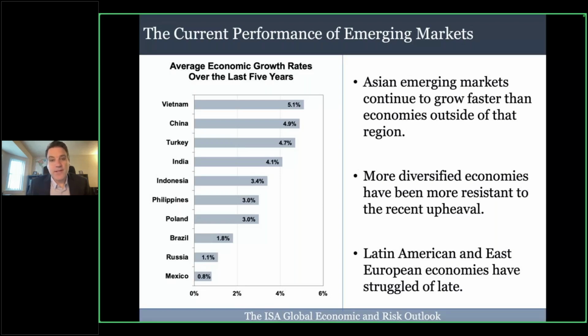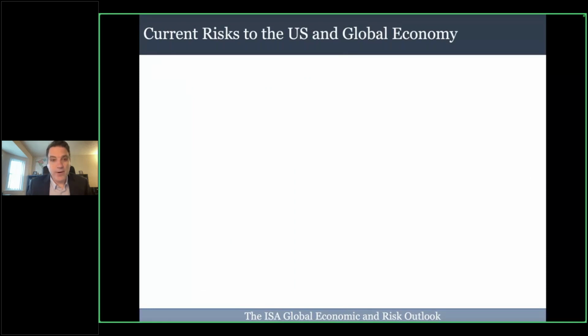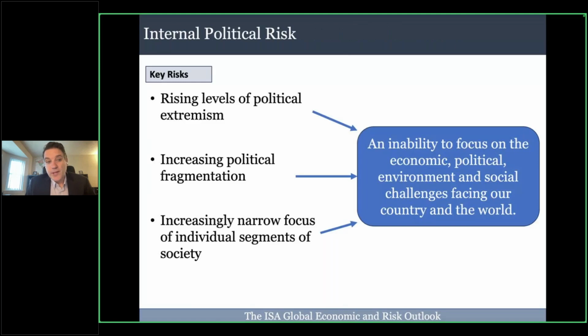So what are some of the risks facing the US and global economy right now here in the spring of 2024? Clearly, political risk is one.